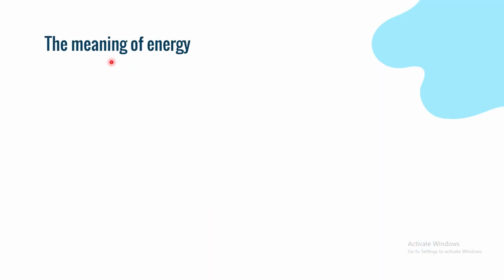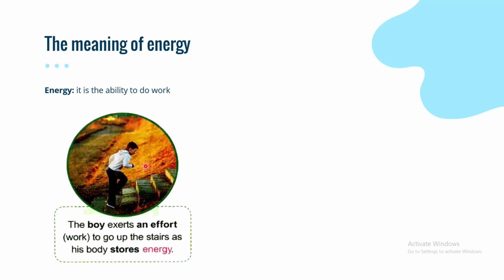Okay, starting with the meaning of energy. Well, energy is the ability to do work. We want to understand more what energy is. Yes, we said it is the ability to do work, but what does that mean? Well, taking this example, this boy is exerting an effort. This effort means work, and the reason he is exerting this effort is to go up the stairs.